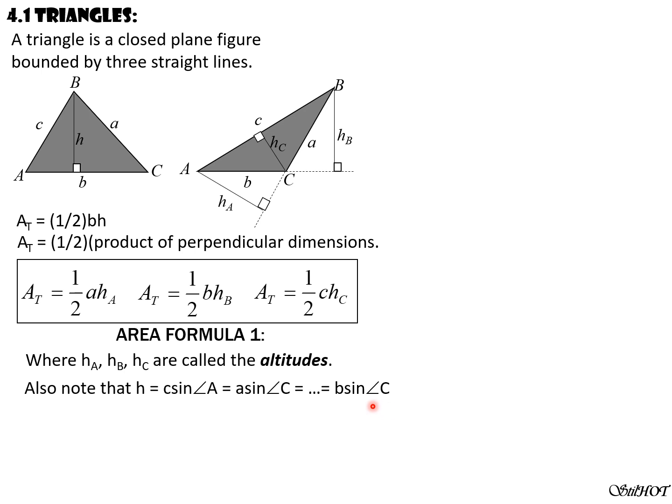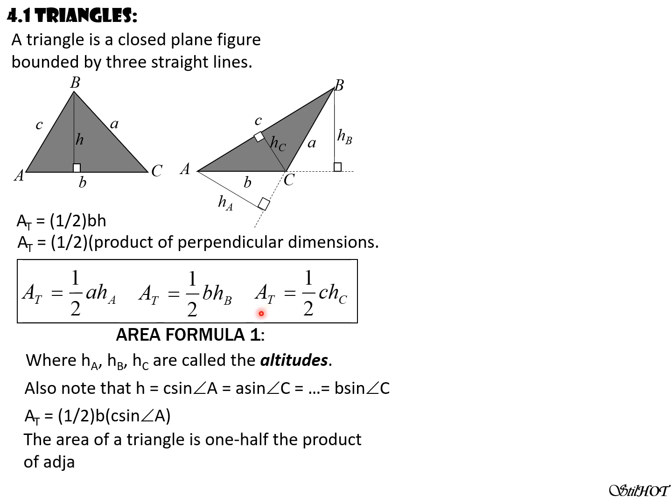So that replacing H by C sine angle A in this formula here, 1/2 B times HB, or that HB there, which is C sine angle A. Then we're going to interpret area as 1/2 the product of adjacent sides. This is the formula that I want you to be familiar with. 1/2 product of adjacent sides times sine of the included angle.